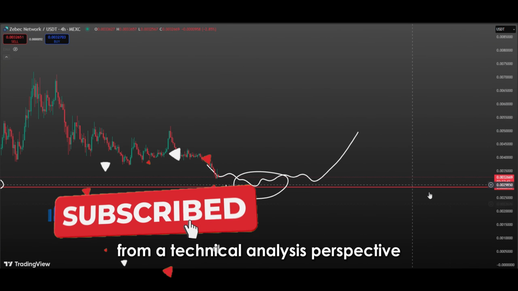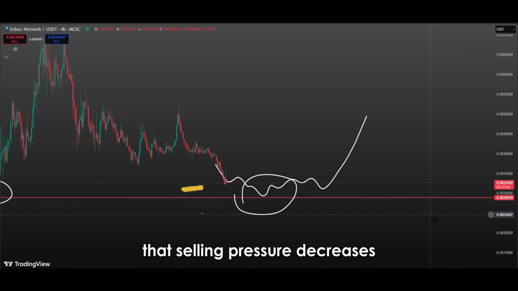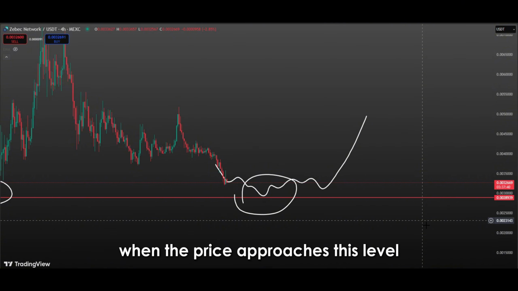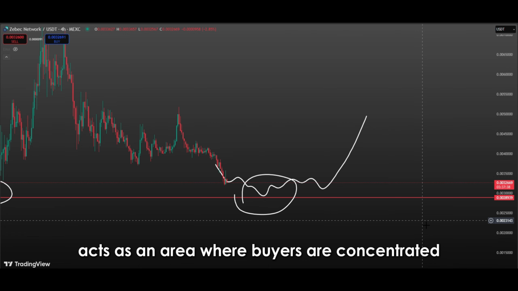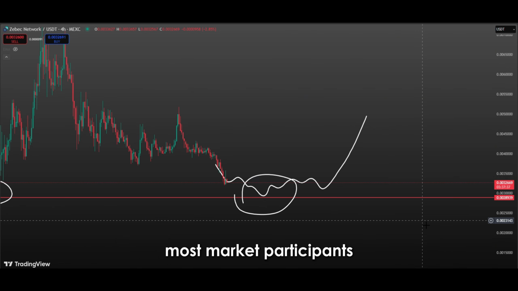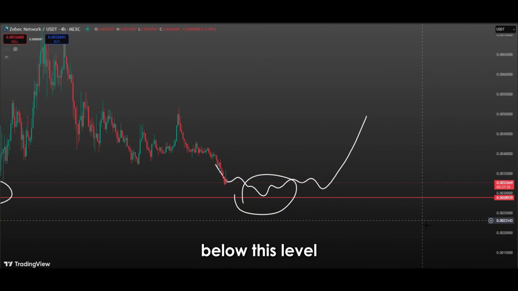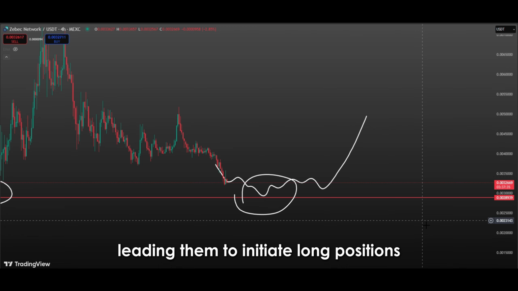From a technical analysis perspective, such a support area indicates that selling pressure decreases and buying interest increases when the price approaches this level. This support zone acts as an area where buyers are concentrated and where the downward momentum of price is countered. Most market participants believe the price is unlikely to fall much further below this level, leading them to initiate long positions.